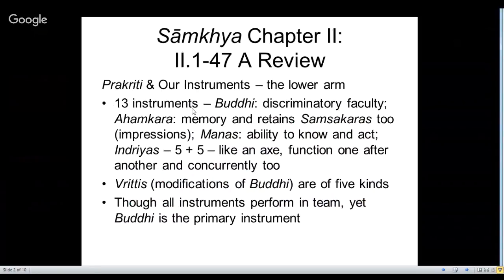We looked at the 13 instruments every individual has, namely the Buddhi, which is structurally known as the Mahat principle, which functions for us as an individual human being. It is the discriminative faculty. That's why I conclude that what I see is a chair and not a table, things like that.